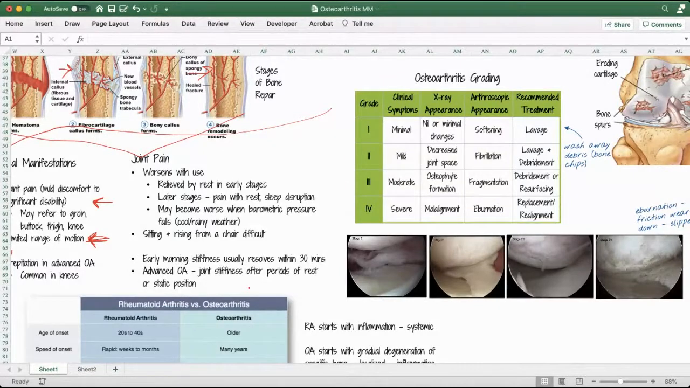So this joint pain in osteoarthritis is obviously going to get worse when you use it. So you get up, you walk around, the joint becomes more sore. Your number one treatment is to rest, and it's really about finding that balance between resting and movement.